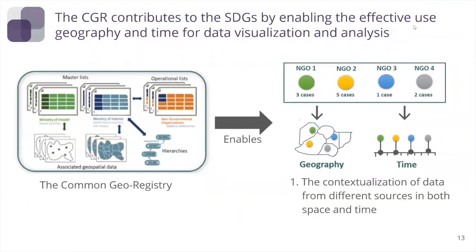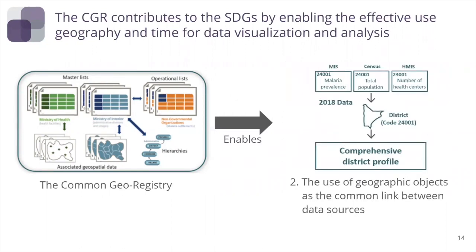All of these contribute to the SDGs by enabling the effective use of geography and time for data visualization and analysis. First, the CGR allows different information systems to properly contextualize any piece of information in space and time. This is a key entry point to any spatiotemporal analysis, especially when using different sources of data. This is also central to many interventions like communicable disease surveillance, for example.